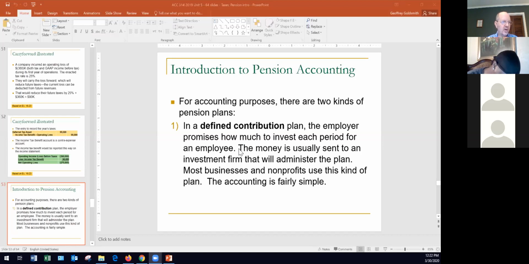Frequently, the employee will also have money taken out of his or her salary, and it will be put into the investment fund as well. So the money is usually sent to an investment firm that will administer the plan. Most businesses and nonprofits use this kind of plan. The accounting's fairly simple.